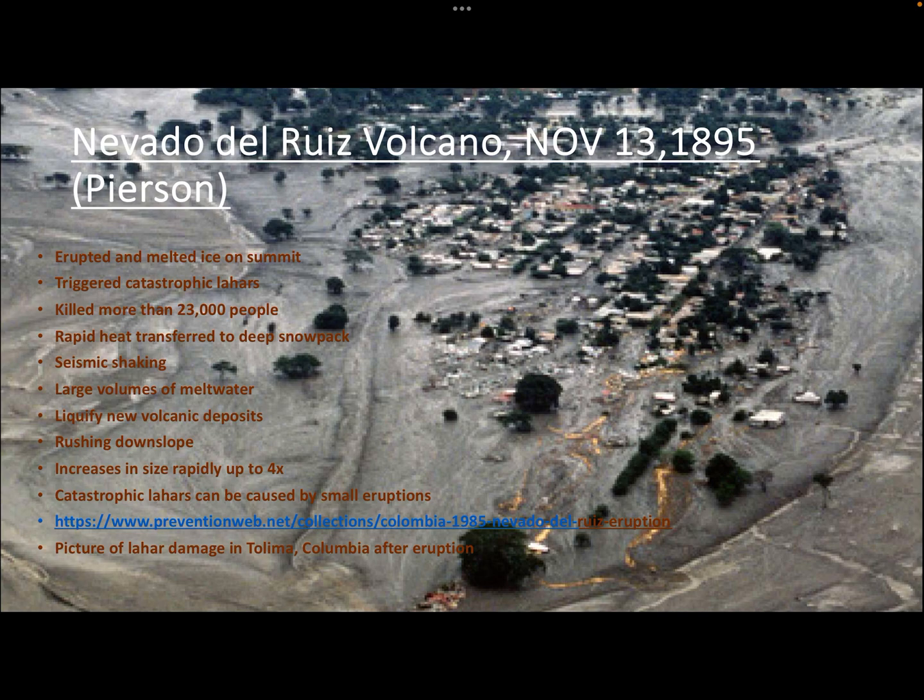This was an article done by many scientists that talk about the impact, and they did an assessment of the deposits of this volcano, and they talked more about the volcano. I just wanted to mention a little bit about one of the most dangerous lahars.